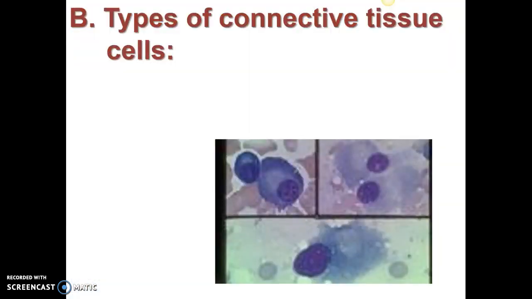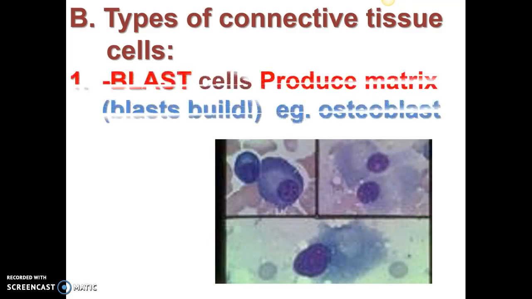So, types of connective tissue cells. Whether you're talking about the different types of connective tissues, you've got blood, bone, etc., but then you have three types of cells.